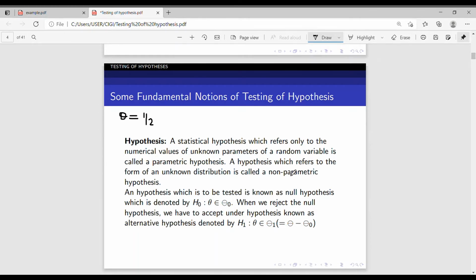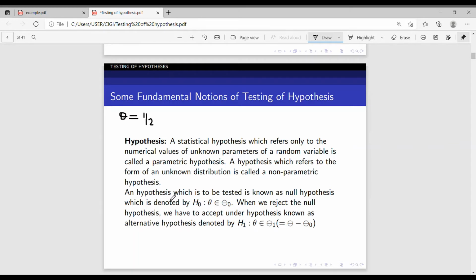A hypothesis which refers to the form of an unknown distribution is called a non-parametric hypothesis. This non-parametric hypothesis is used when the distribution of the population is not clearly specified. So the hypothesis will be in terms of the unknown distribution, and in such cases it is known as a non-parametric hypothesis. In this video, we will discuss only the parametric hypothesis, that is, about the numerical value of an unknown parameter.